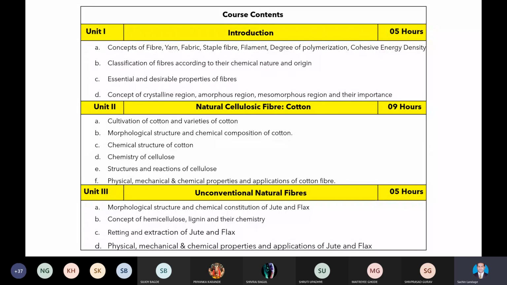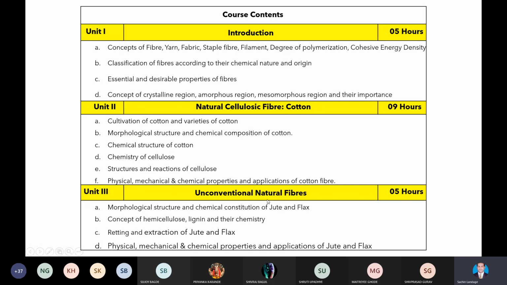Next point, that is the chemistry of cellulose. We are going to study in detail what are the things that are there in cellulose. Next, structure and the reactions of cellulose. How the structure of the cellulose is there, various types of the reactions of the cellulose. See, though this part is there in cotton, these things are applicable to our third unit also, related to the reactions of the cellulose.